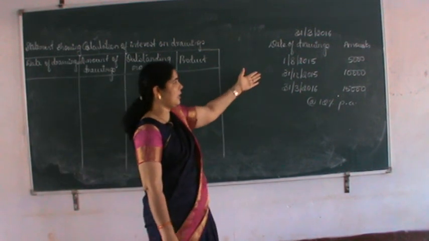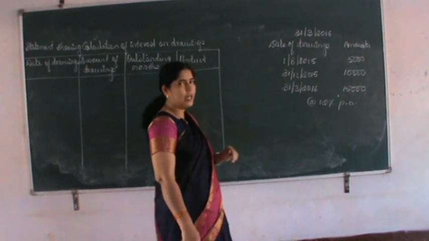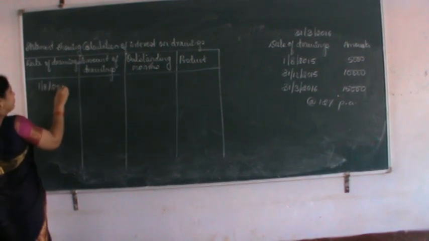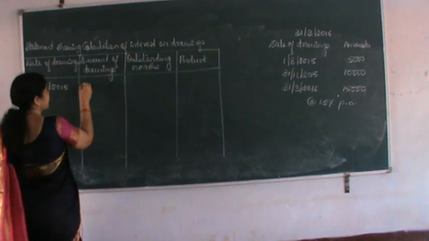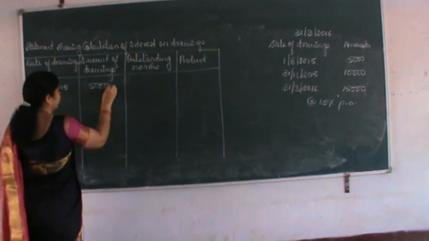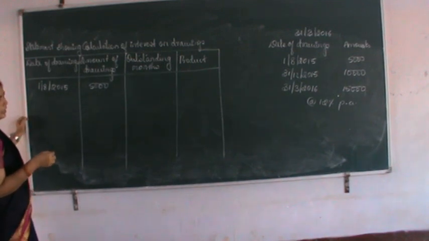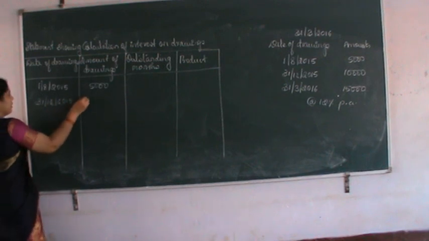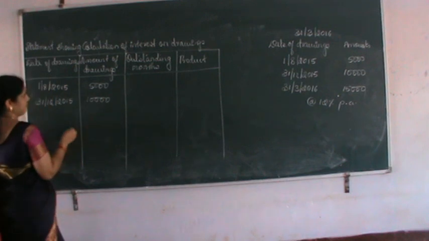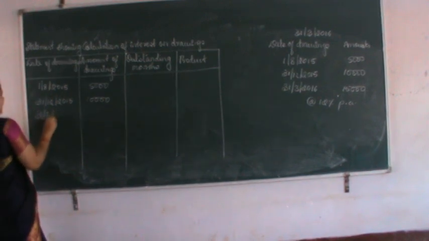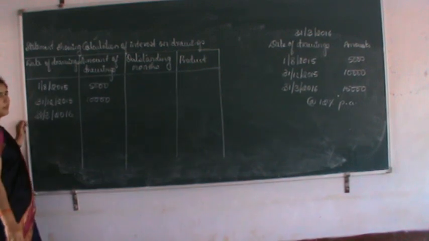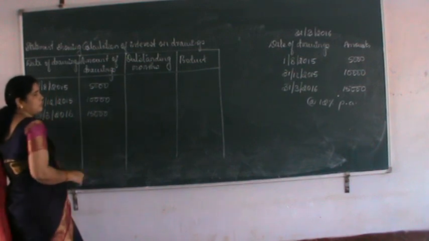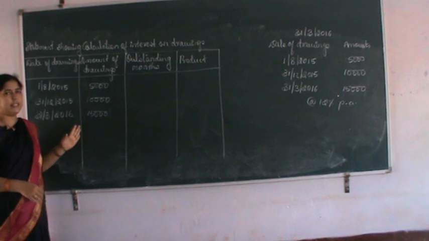As I have written here, you can see the date as well as the amount. The first withdrawal is taken on 1st August 2015, that is of rupees 5,000. Then next he has taken the drawings on 31st December 2015, that is of the amount rupees 10,000. Then the third time he has taken the drawings on 31st March 2016 and the amount is rupees 15,000. That 15,000 he has taken last.